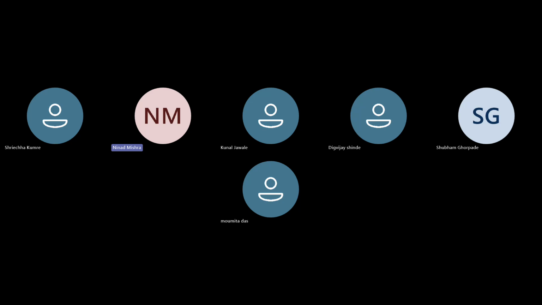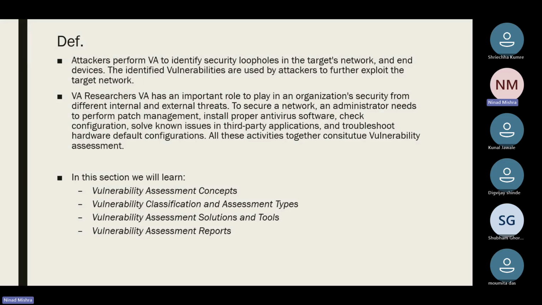Some organizations may have a team that performs the VA activities, which is your red teaming activity or something like that. Otherwise, there are organizations that don't have their own VA team. They'll outsource to some vendor and ask them to do this VA activity.